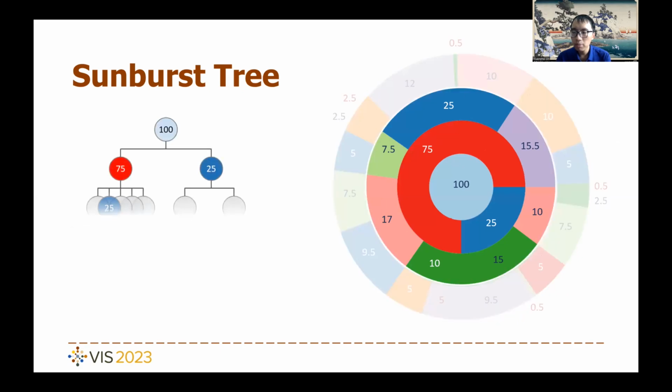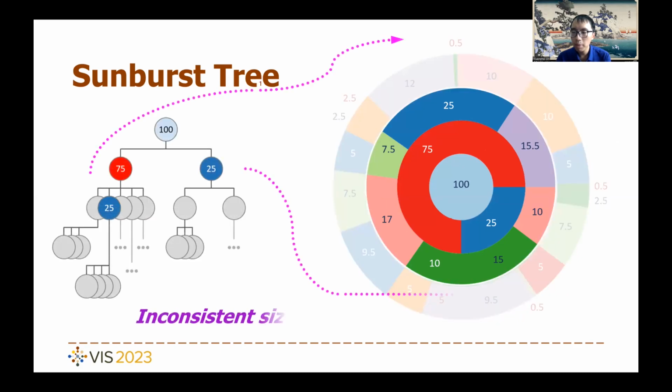For some sunburst tree plots, there is a problem of size inconsistency. The size inconsistency means nodes with the same values are shown in different sizes. In the slide, the blue node with the same value in the second layer is bigger than the blue node in the third layer, even though their value is the same.